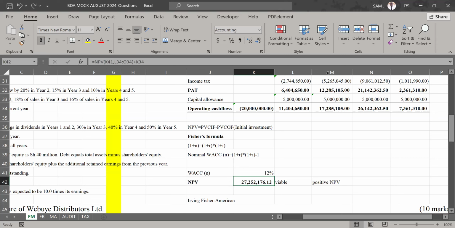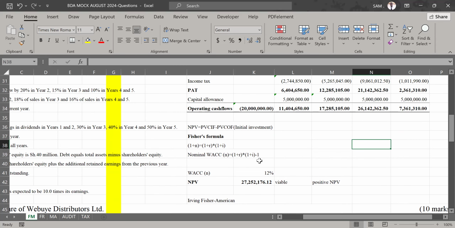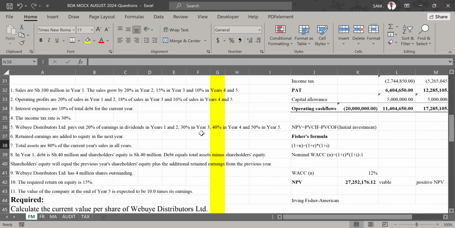I know where the problem is, Mwalimu. Yes, where is the problem? When we calculated using the Fisher equation, we got some decimals. But if you just type 12%, it gives you a different answer. So why would you type 12% and yet you are computing it? No, in the question we were given 12%, so I could just type WACC 12% in a cell.